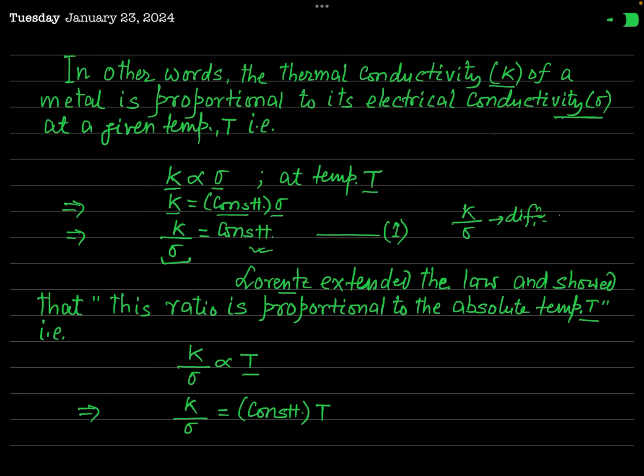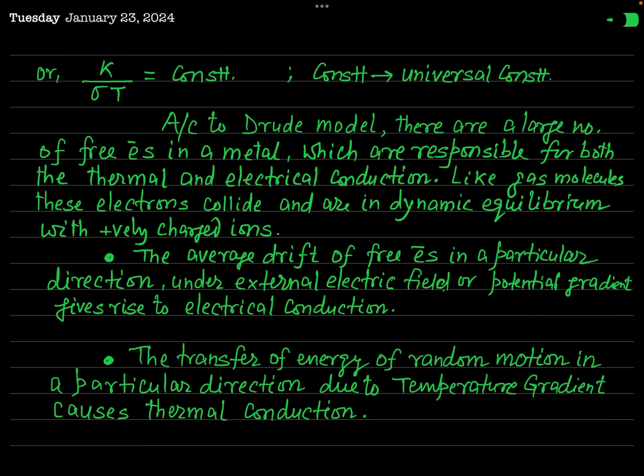And if temperature is decreased, this ratio of K and sigma will decrease in the same ratio. Okay. So when we apply the Lorentz modification, then we can state this Wiedemann-Franz law in this way, that K over sigma is directly proportional to the absolute temperature T. So you can write K over sigma is equal to a constant times T. And therefore, you can write equivalently, K over sigma T is equal to a constant.